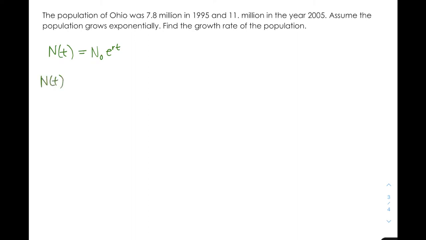So if we look here, that's going to be 11 million. N naught is your starting population. So here that's going to be 7.8. Our rate is what we're looking for. We don't have that. That's what it's asking for in the question. And then our time, this kind of confuses some people. Our time is neither 1995 nor 2005. Our time is the amount of time that has passed. So from 1995 to 2005, that's 10 years. So t is 10.